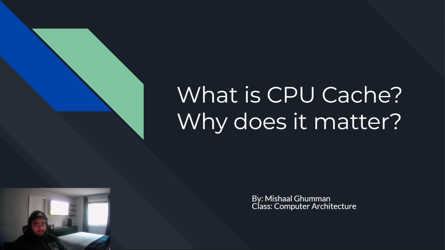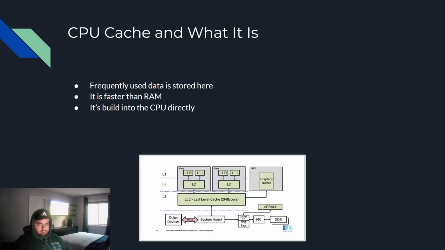Today my topic is about what is CPU cache and why does it matter from my computer architecture class. I'll begin by explaining what the CPU cache is. The CPU cache is a small high-speed memory that stores the most frequently accessed data and instructions. It is built into the CPU directly, making it faster than the machine's RAM.